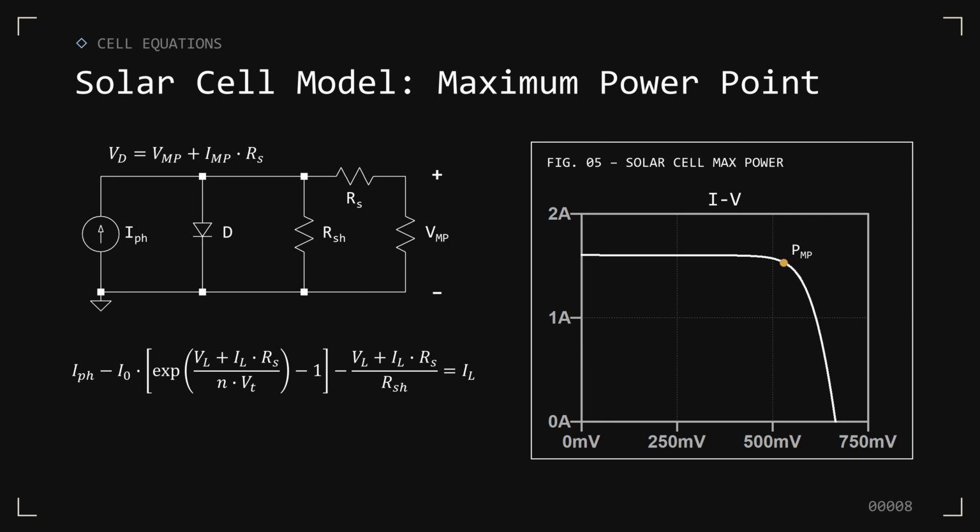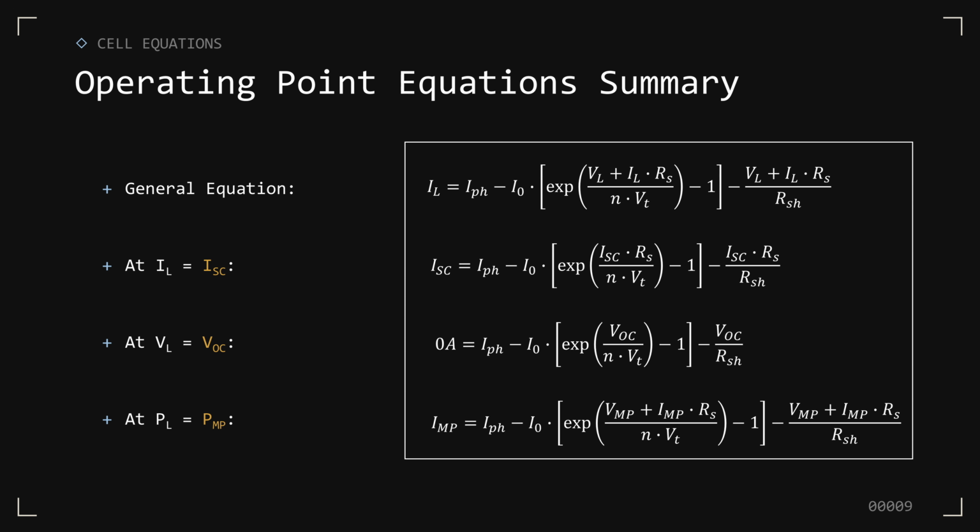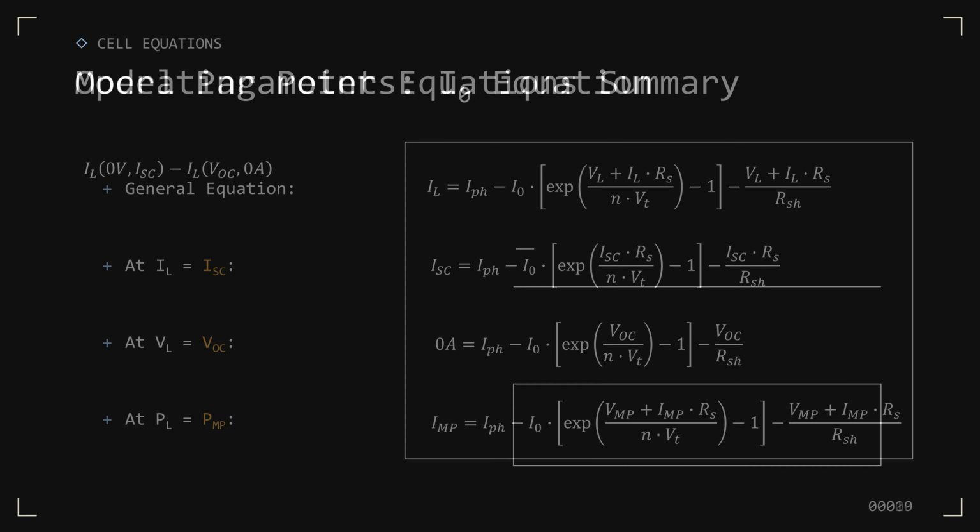The last operating condition keeps both voltage and load current in the equation, at the point where the cell is delivering the maximum amount of power that it can provide. The diode voltage becomes VMP plus IMP times Rs. So VMP and IMP get substituted in for VL and IL, and nothing in the equation is zeroed out, giving the maximum power condition. So here's the summary of all that: the general equation we derived, and the equations that describe the operating points typically given by datasheets. We'll use the general form and these three equations as the base for solving for all 5 of the model parameters, starting with I0, the saturation current.